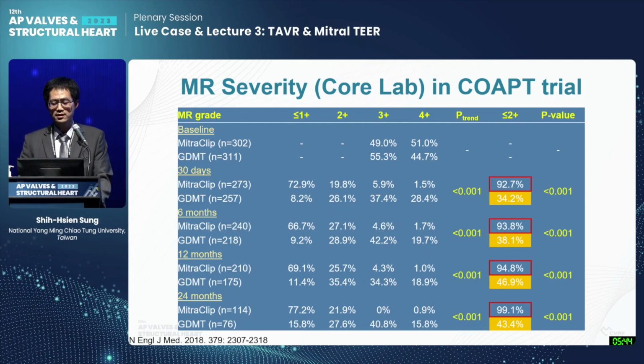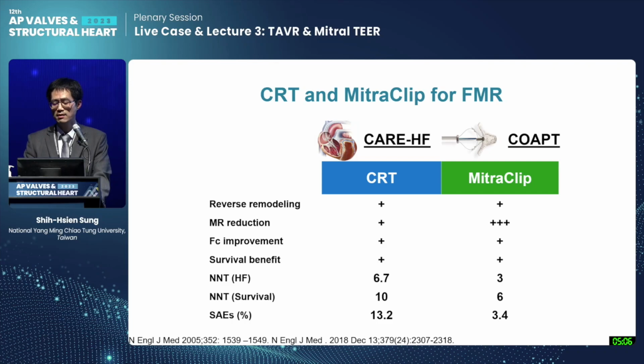How many patients can benefit from GDMT medication? This is also data from the COAPT study. We can understand that about 34.2% of the GDMT group would achieve less than 2 plus MR at 30 days, 38.1% at 6 months, and 46.9% at 12 months. It seems there was a gradual increase in MR reduction, but the truth is that these are all the same patients. Actually, it is due to patient attrition that the percentage increases, not a real increase in responding patients. So probably we can observe for 1 month to see whether GDMT can work or not.